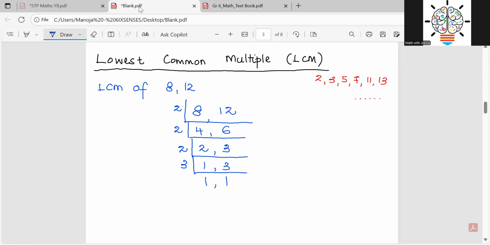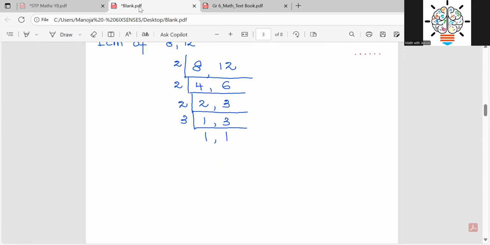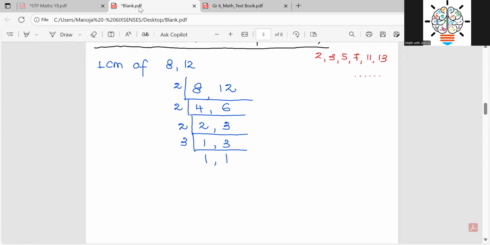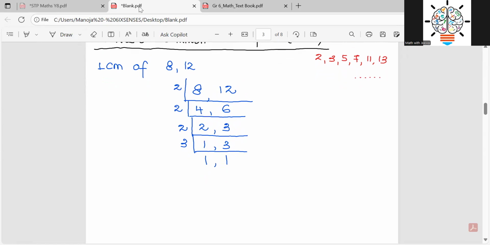If you can't divide it by 2, you move to 3, then 5, 7, 11, 13. So you continue this division only with the prime numbers. But don't think that you always have to start from 2. There can be some situations where you can't start from 2, sometimes even 3, 5. You may have to start from 7 onwards according to the question scenario. Then, children, I write LCM of 8 and 12.